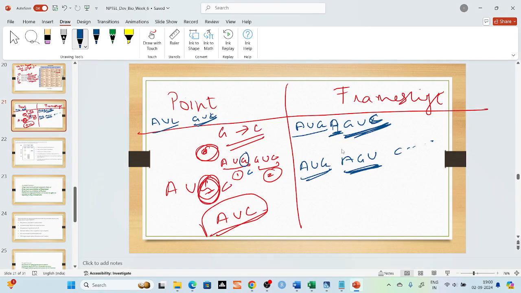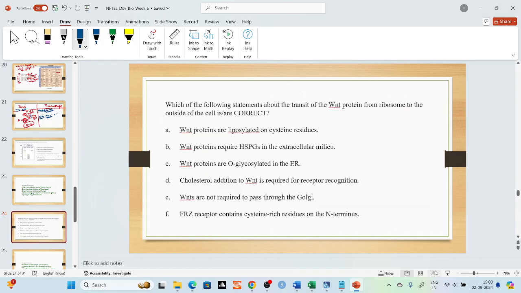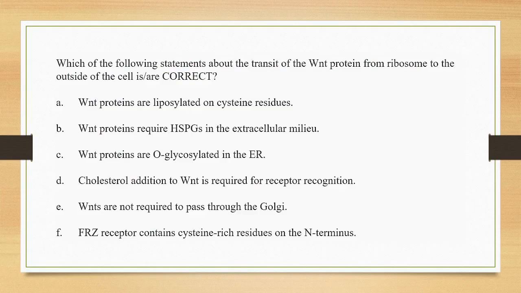Okay, now we'll come to the next question. Which of the following statements about the transit of the Wnt protein from ribosome to the outside of the cell are correct? Wnt proteins are lipidated on cysteine residues. Wnt protein requires HSPGs in the extracellular milieu. Wnt proteins are O-glycosylated in the endoplasmic reticulum. Cholesterol addition to Wnt is required for receptor recognition. Wnts are not required to pass through the Golgi, and Frizzled receptors contain cysteine-rich residues on the N-terminus.